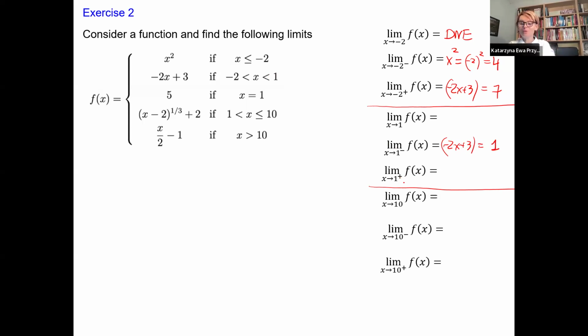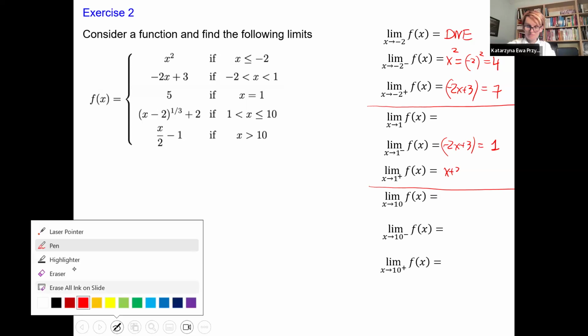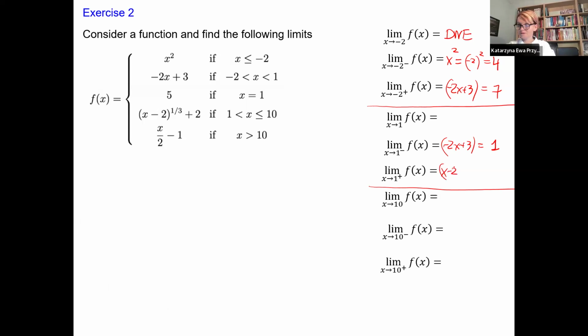Which formula will we use for 1 from the right-hand side? We have an interval from 1 to 10. Yes, we will use that cube root: plus, minus actually, (x - 2)^(1/3) + 2. Okay, when we substitute 1, it is just 1? Yes, this line is just telling us what is happening at 1. That means the value at 1 is 5.